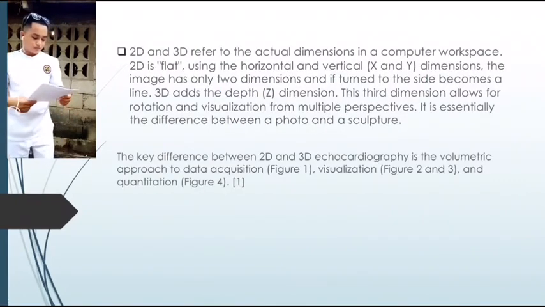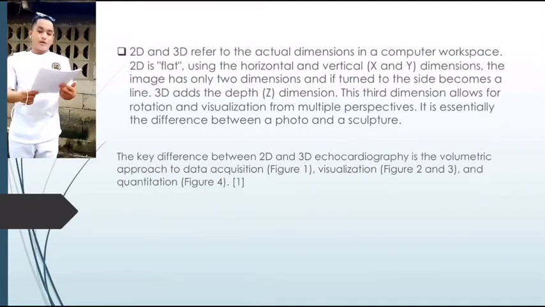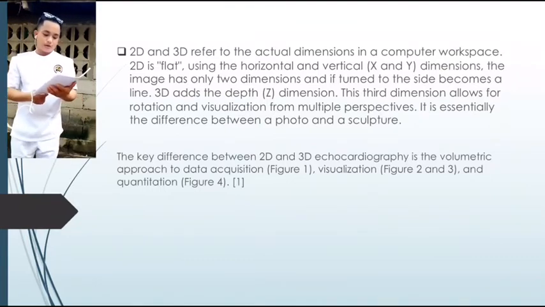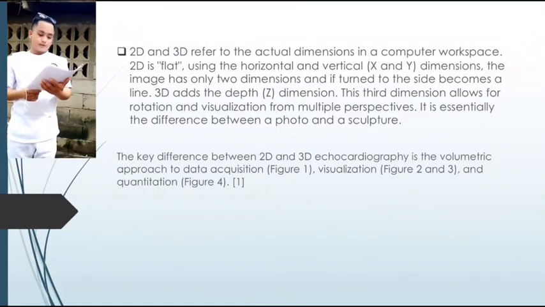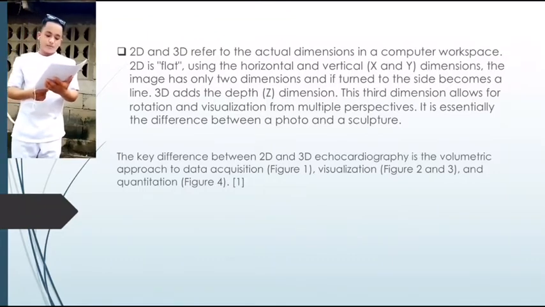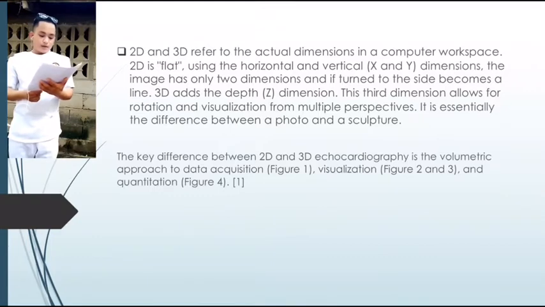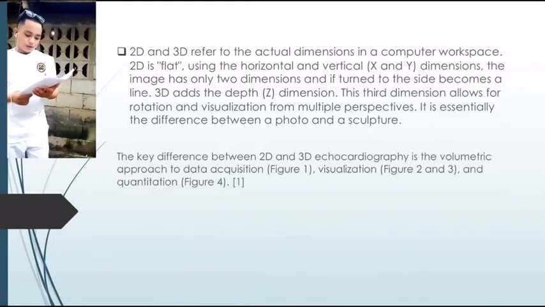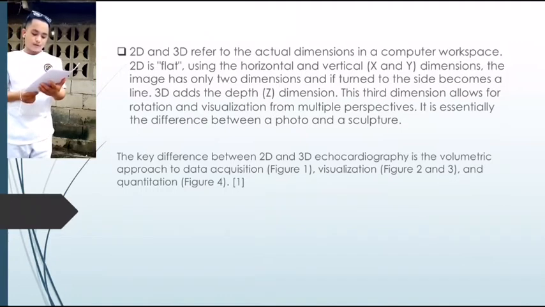Okay. So, 2D and 3D displaying algorithms. 2D and 3D refer to the actual dimensions in a computer workspace. 2D is flat, using the horizontal and vertical X and Y dimensions. The image has only two dimensions, and if turned to this side becomes a line. 3D adds a depth Z dimension. This third dimension allows for rotation and visualization from multiple perspectives. It is essentially the difference between a photo and a sculpture.